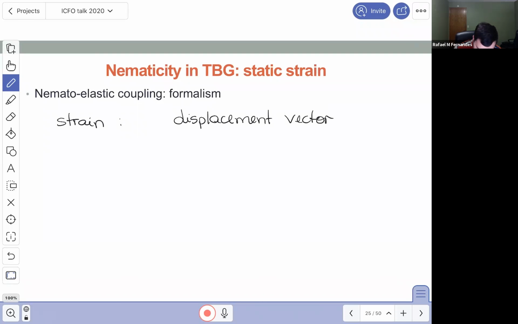Which I call U, okay? And this displacement vector, if I have atoms at position R, I apply a displacement vector and I shift them to R tilde, okay? And this U can itself be a function of R. Now, one thing that we immediately recognize is the following.